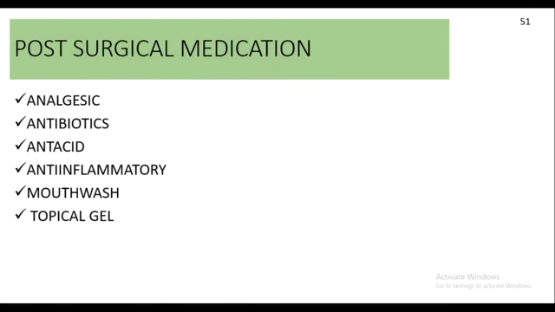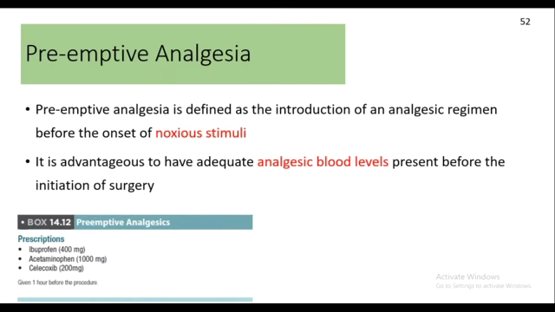Then you have the post-surgical medication, after which you need to give certain analgesics, antibiotics, antacids, anti-inflammatory mouth washes as well as a topical gel to the patient, so that the patient is pain as well as symptom free. So what is preemptive analgesia? Preemptive analgesia is the introduction of an analgesic regimen that is done before the onset of the noxious stimuli. Its advantage is to have adequate analgesic blood levels present before the initiation of the surgery. The most commonly used are ibuprofen, acetaminophen, and celecoxib.